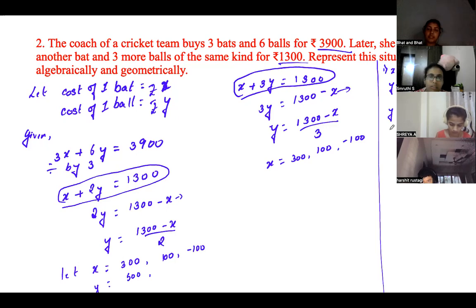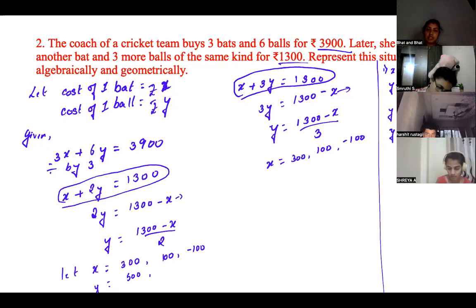Next, y will be equal to, I'll put the next one, that is (1300 minus 100) divided by 2. So it will become 1200 divided by 2, that is nothing but 600. And the third one here, the x value we have taken is minus 100. So minus into minus is plus, 1300 plus 100 divided by 2. So that is 1400 divided by 2, so it will become 700.